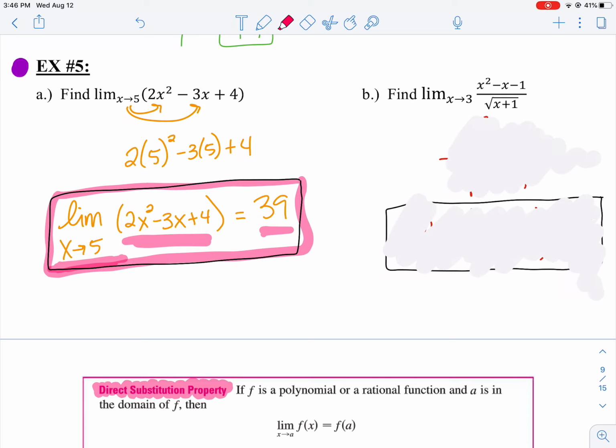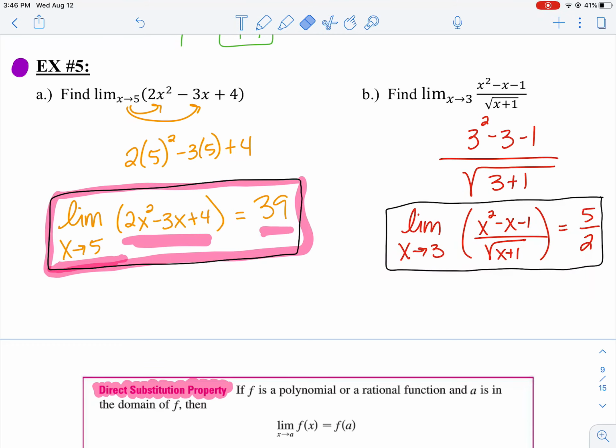The limit as x approaches 3 of this function. Now, this isn't just a polynomial, it's a rational function, but we can still use the direct substitution idea, where we can take that 3, substitute it in for every variable in our problem, in the numerator and in the denominator. So if I plug in 3 to the top and 3 to the bottom, it looks like this. 3 squared is 9, minus 4 is 5. 3 plus 1 is 4, the square root of 4 is 2. So I can say that the limit as x approaches 3 of my function is equal to 5/2.